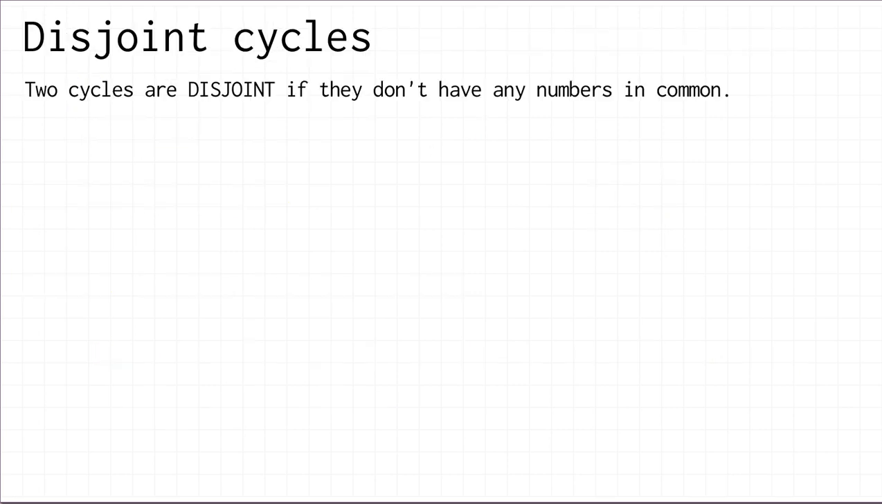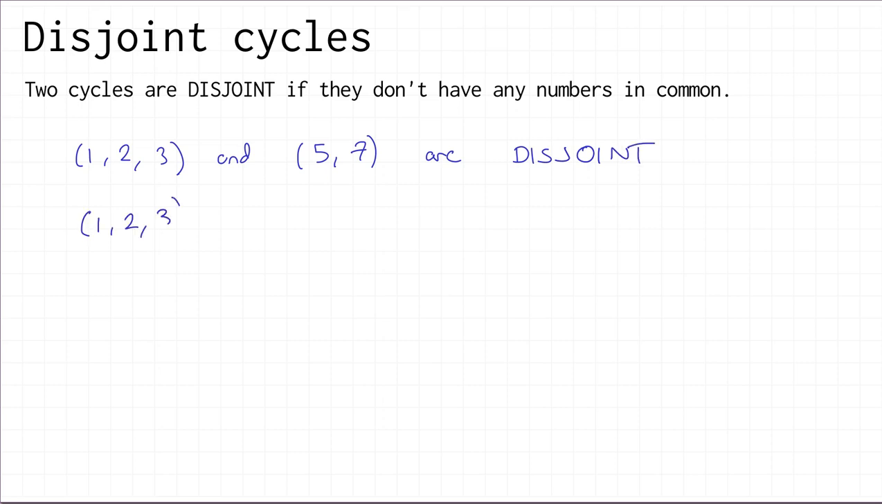Okay, disjoint cycles. There's a really simple definition, but which will become important later, which is the definition of disjoint cycles. So 2 cycles are disjoint if they don't have any numbers in common. So for example, if we had 1, 2, 3 and 5, 7, there are no numbers which belong to both of those cycles. So these are disjoint. On the other hand, if we took 1, 2, 3 and 2, 7, well, the number 2 belongs to both of those cycles. So these are not disjoint.